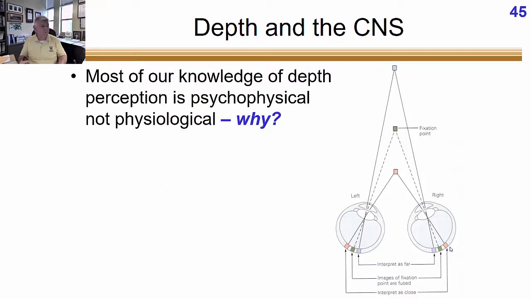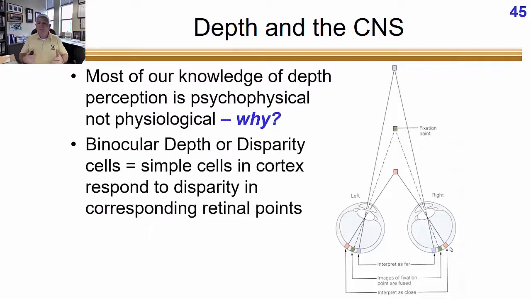Most of our knowledge of depth perception is psychophysical, not physiological, meaning we're looking at where things are projecting on the retina. We're asking people what they perceive, where their fixation point is. We have them change their fixation point and see what that does to aligning things on the retina. That's because all of the processing of this signal is happening in the cortex, and it's a very complex processing. There isn't a specific area devoted to depth perception. It kind of happens across areas.